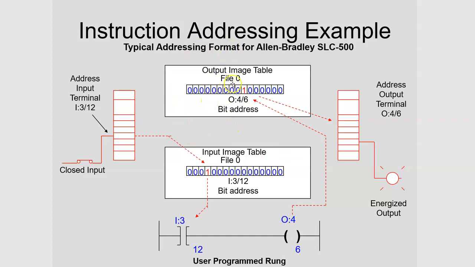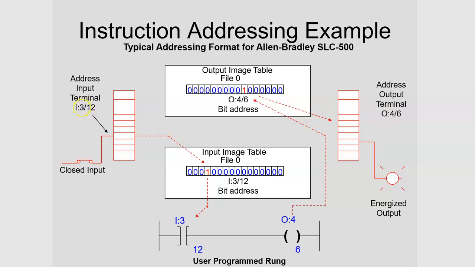So here is in memory, virtual. This is a virtual device. I have the output image table, I have the input image table. Again, we're just showing one row. The point of this is showing you how this is addressed. This is a screw terminal this is connected to. The I here is for input module. The O here is for output module.